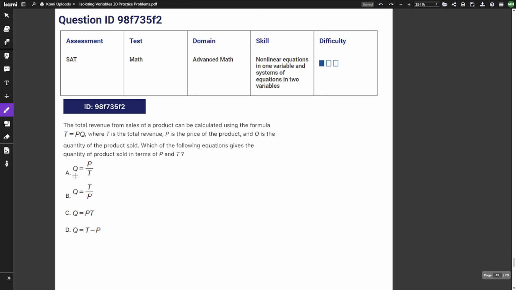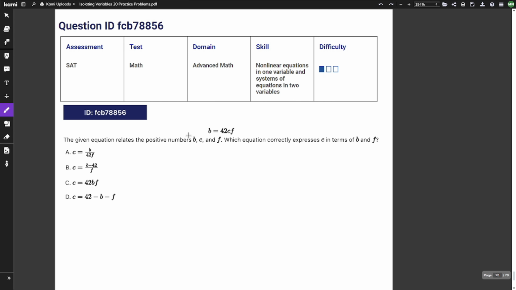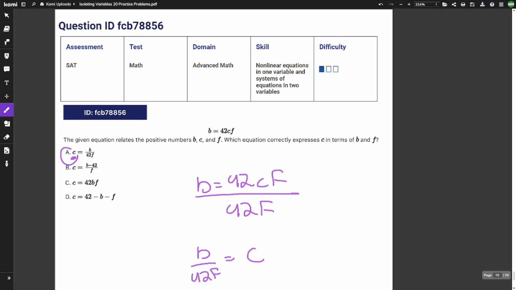Question number 19. We have this equation, and we want q by itself. So to get q by itself, we're just going to divide the entire thing by p, and we get that q is equal to t over p, or B. Question number 20. We have this equation, and we want c by itself. And to do that, honestly, you can just divide the entire thing by 42.5. So b divided by 42f is equal to c, or A.